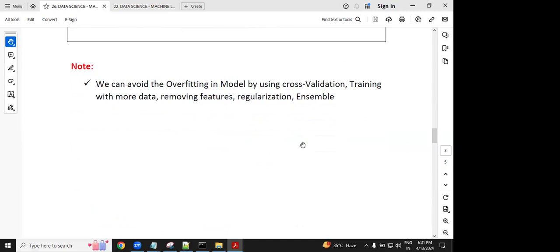Whenever you are checking during the training phase, the score is really good. In the testing phase, I mean the prediction phase, the score is not good. Then you can apply one topic called K-fold cross validation. That is one solution, and it is not the only solution.